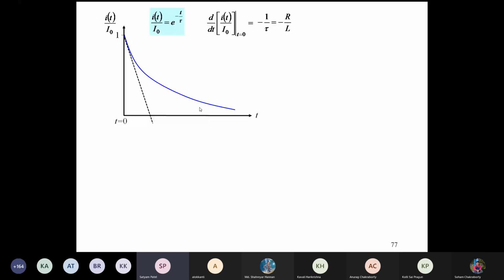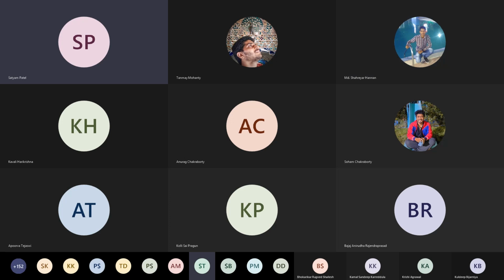The point where it intersects the time axis is tau only. If it decreases at the beginning rate, this is the time where it will be 0. Will it be tau?